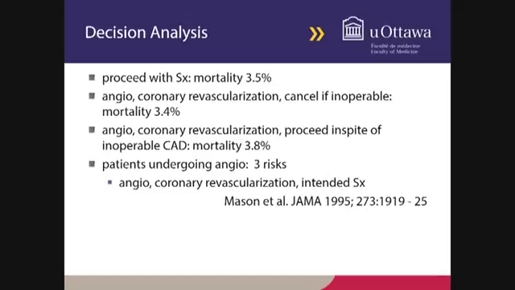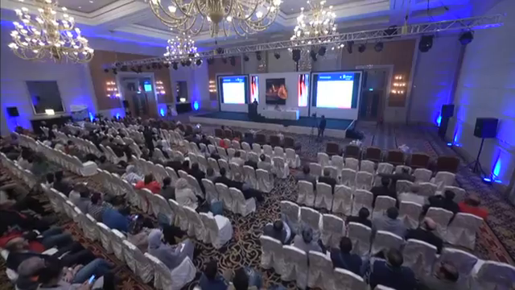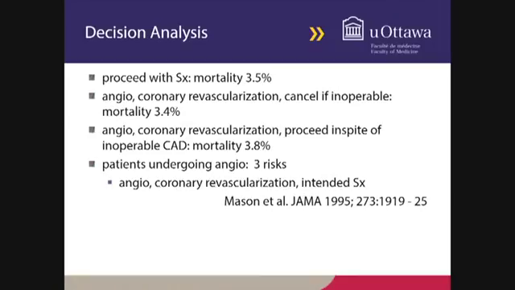you end up with a higher mortality, 3.8%. And the reason for that was simply you're subjecting the patient to additional risks, angiography, whatever coronary revascularization procedure, and at the end of it, you do the index surgery. So you're subjecting the patient to 3 risks as opposed to just take a deep breath and do the surgery. That was 1995. So it's sad that we haven't really come that far in how we can optimize.